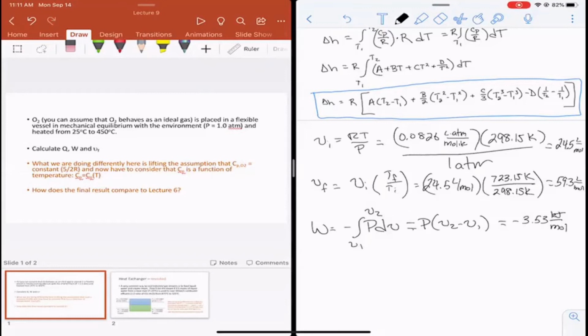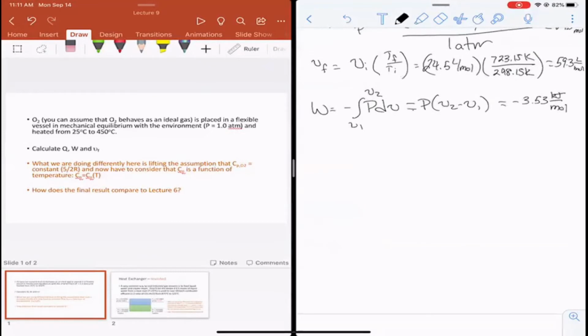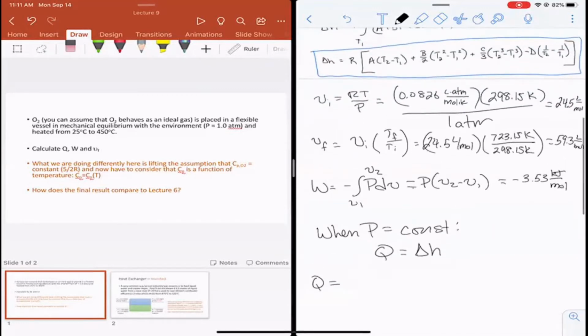So those relied on the ideal gas assumption, not on this thing where you're assuming that it's a simple gas. The only thing that's going to change here is that, remember, when the pressure is equal to a constant, Q is equal to delta H. And that is what's going to change here, right? So if Q is equal to delta H, we just did this a second ago, where we have an expression for delta H, right? And that's this thing up here.